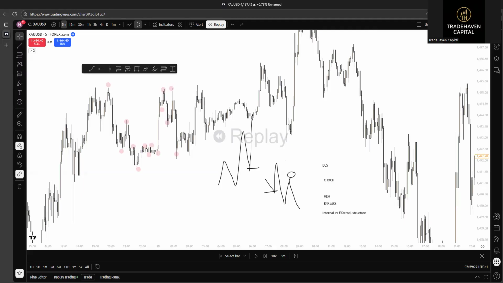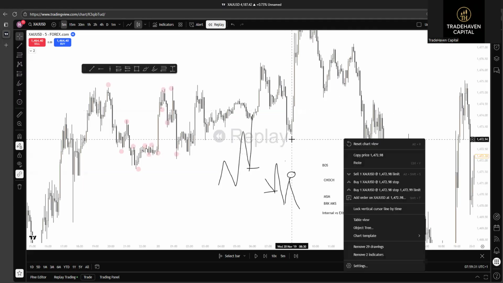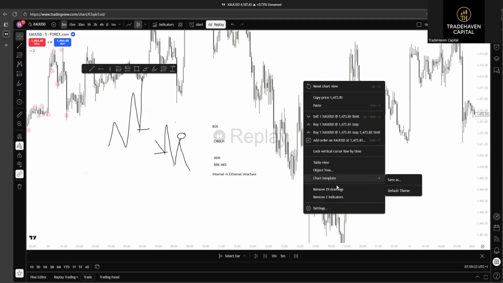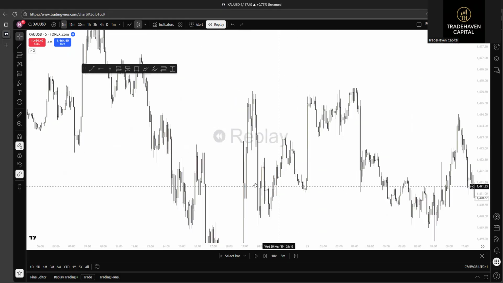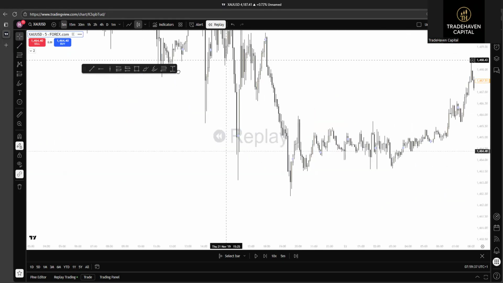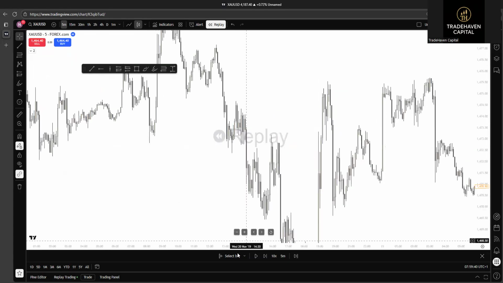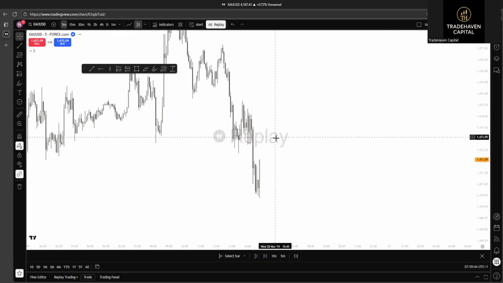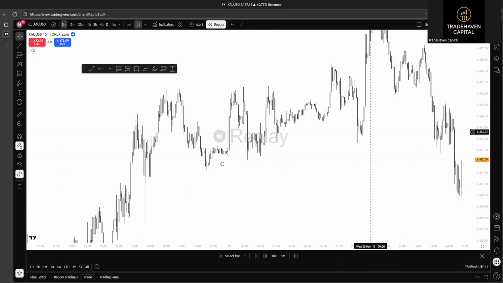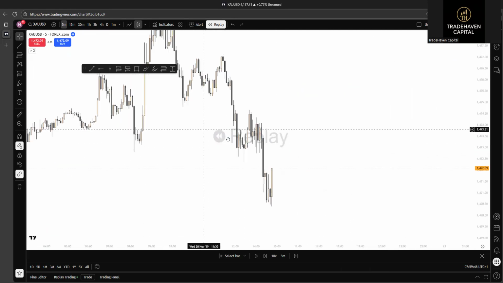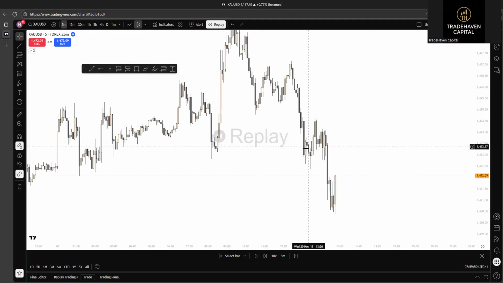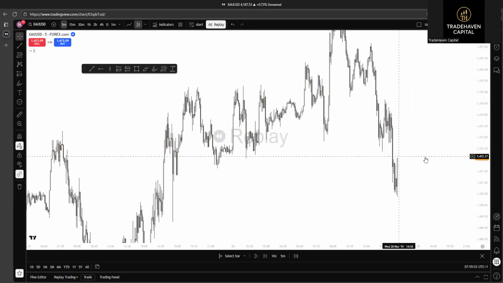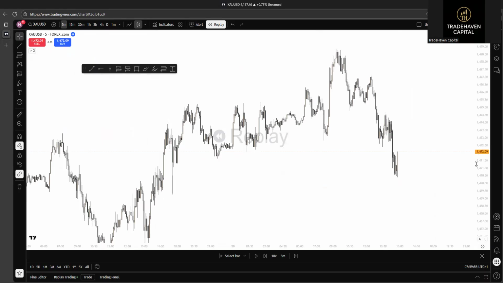Now let me give you a simple test right now. Look at this chart. Where is the structure? Where is the break of structure?